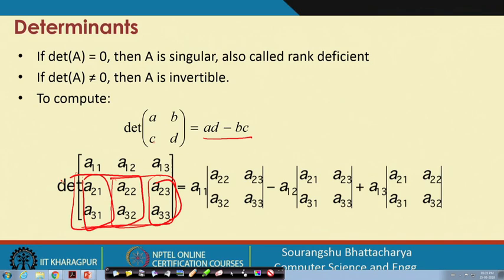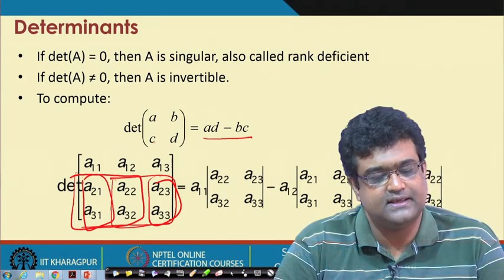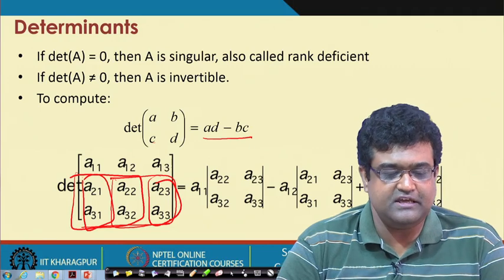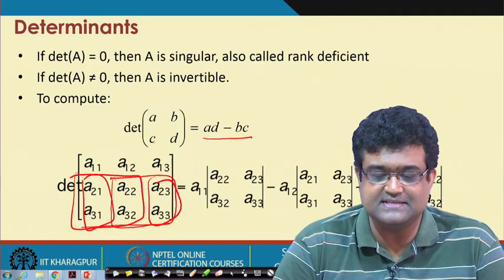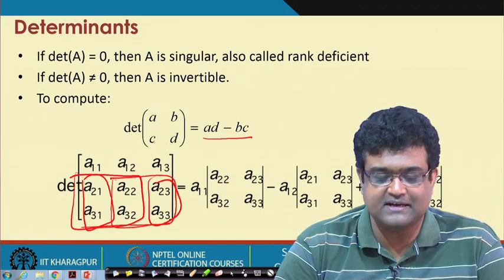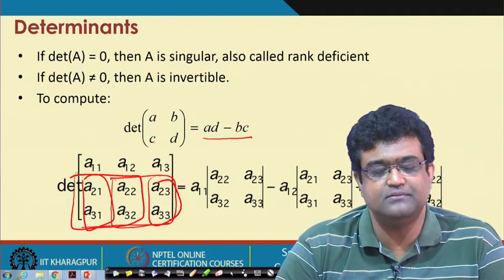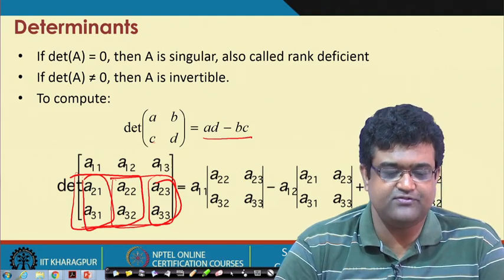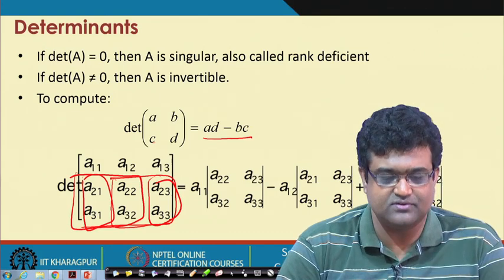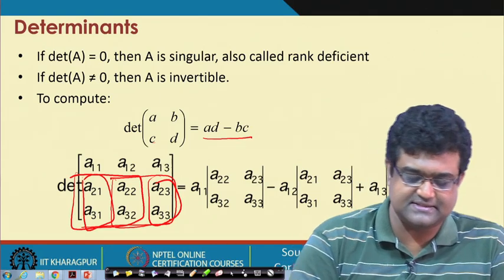For higher order matrices, the determinant can be defined similarly. An important thing to note is that a matrix A is singular or rank deficient if and only if its determinant is 0. If its determinant is not 0, then the matrix is invertible.